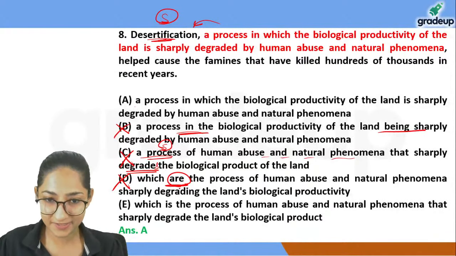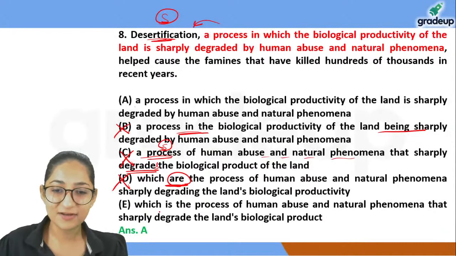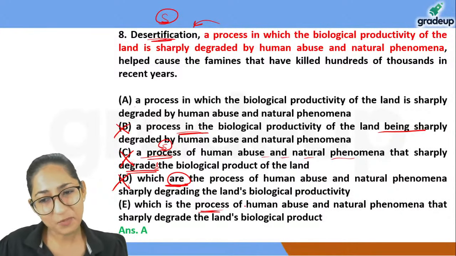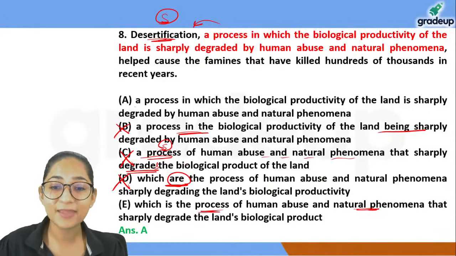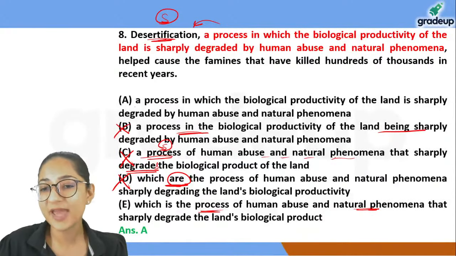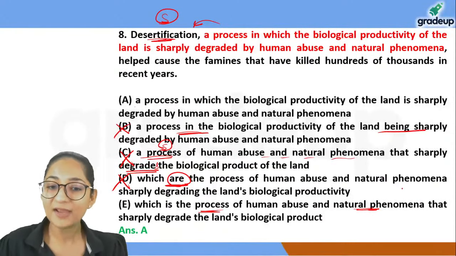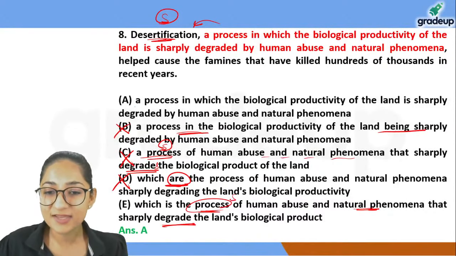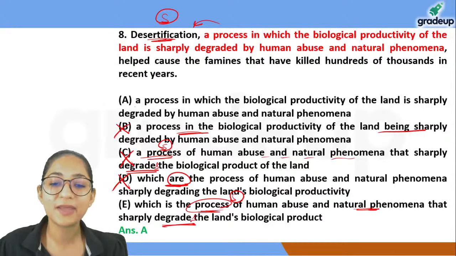This we've already eliminated. So this says desertification, which is the process of human abuse and natural phenomena. It's a process of natural phenomena, guys. Same thing we encountered in C also. Process of human abuse and natural phenomena, that sharply degrade. Same thing, guys. If a process is singular, at least the verb has to be in singular only, na?